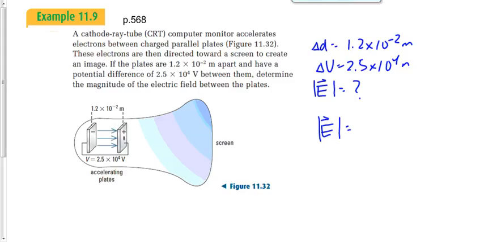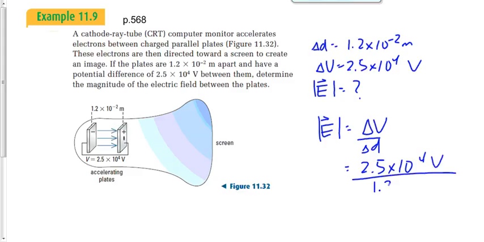E is equal to delta V over delta D. Nick, question? That should be volts. The potential difference is in volts. 2.5 times 10 to the 4 volts divided by the distance between the plates, 1.2 times 10 to the negative 2 meters. We do the math there, we get 2.1 times 10 to the 6.